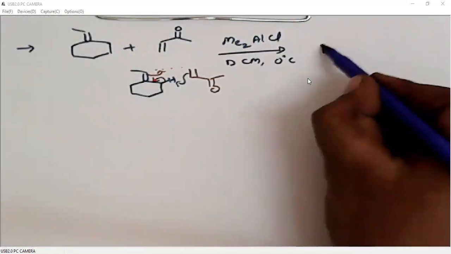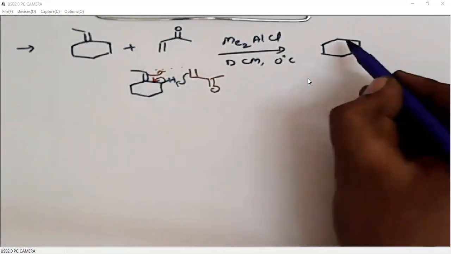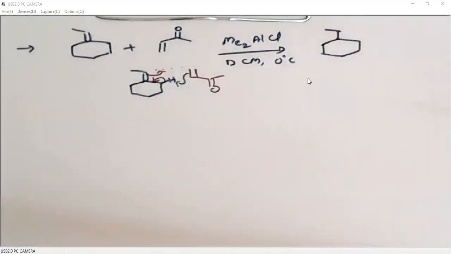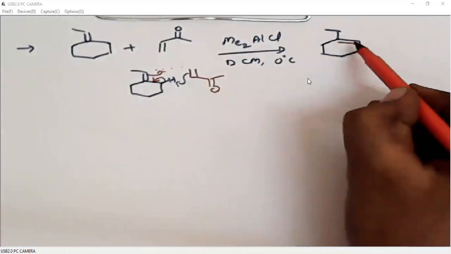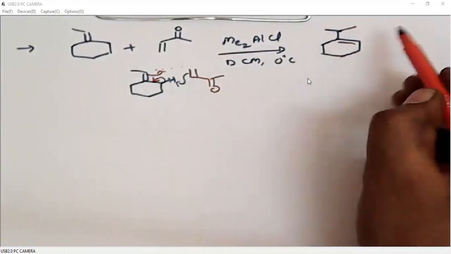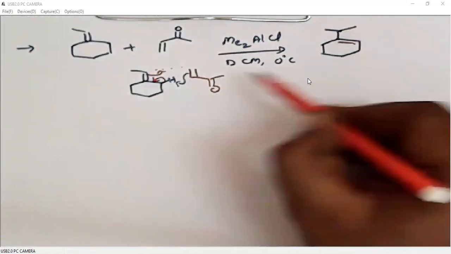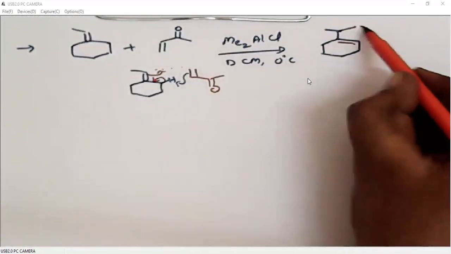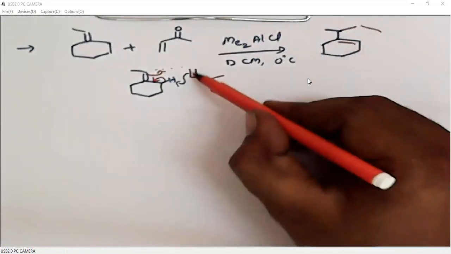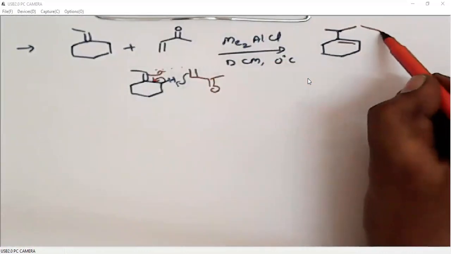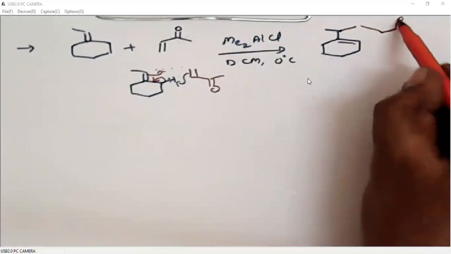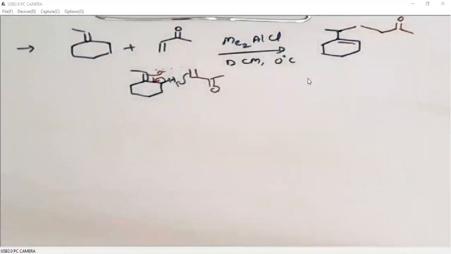So what is the product? The product is, so this is the new double bond, this is the new sigma bond, and this is 2 carbons, and we also have, this is the product.